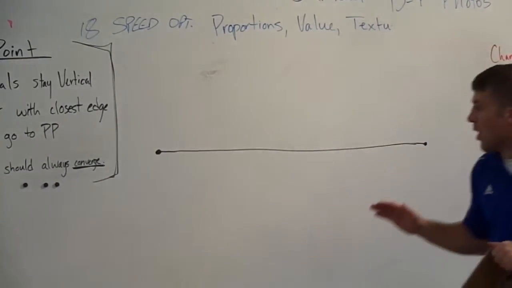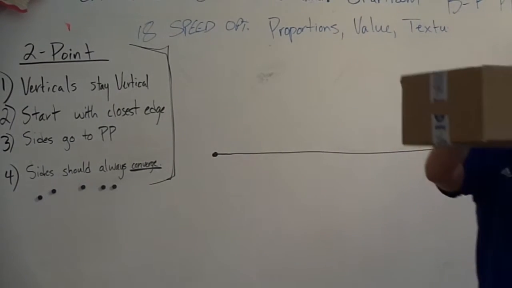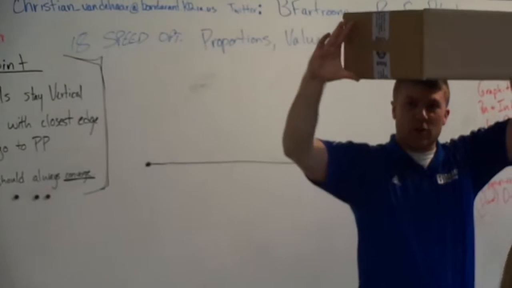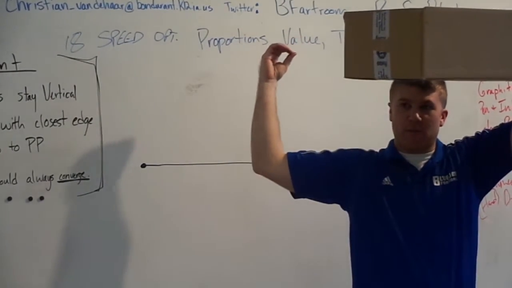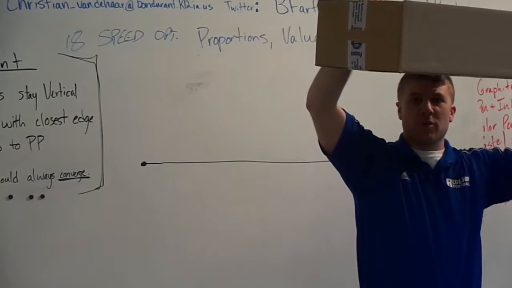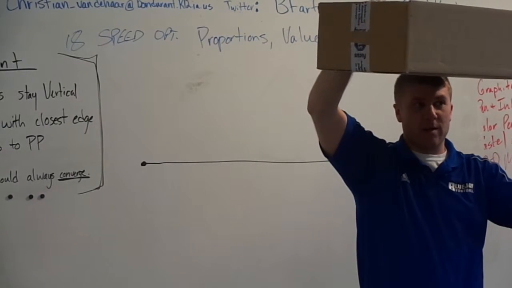What we have to realize, when you look at this, is that these sides are parallel. They're going to be going back to a perspective point. These sides are going to be going back to another perspective point. That's where 2 point comes in.